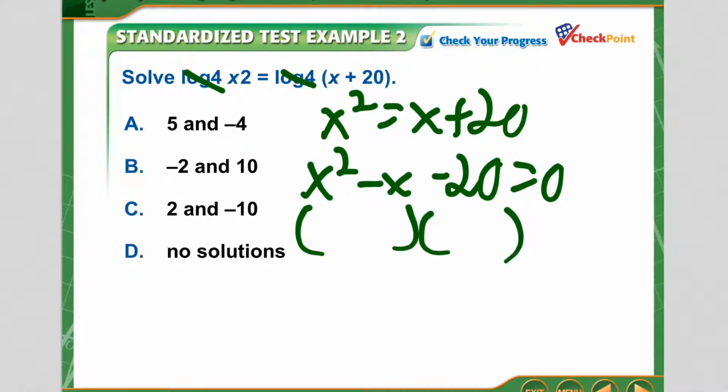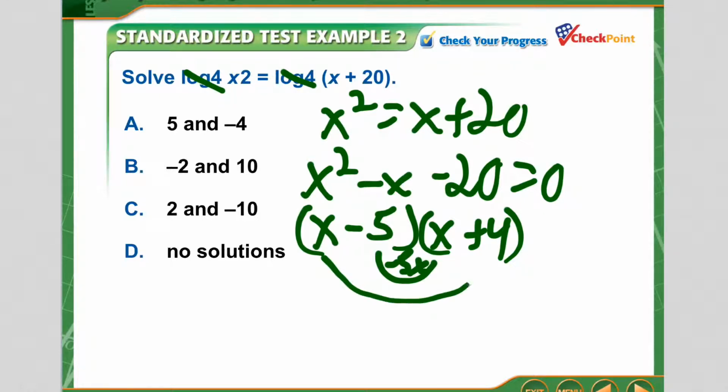Then you have to factor. So the first two must give you an x squared, so I use x and x. The last two have to give you the negative 20. So I'm going to do a minus 5 and a plus 4, because I know the difference between those two is that negative 1 that's in the middle. So if we do the smile, we get the negative 5x, and then we get the 4x. Negative 5 plus 4 would give you negative 1.